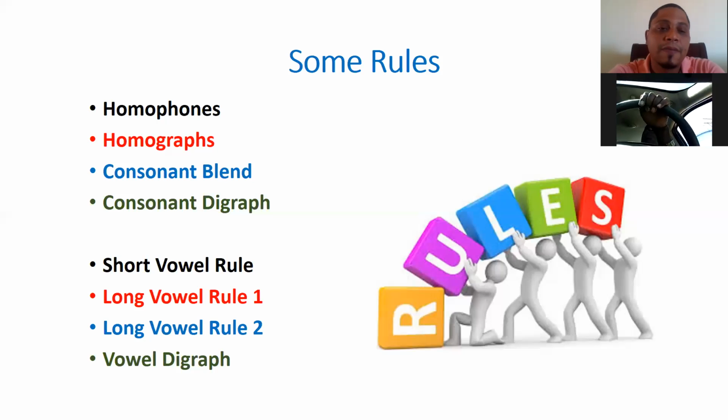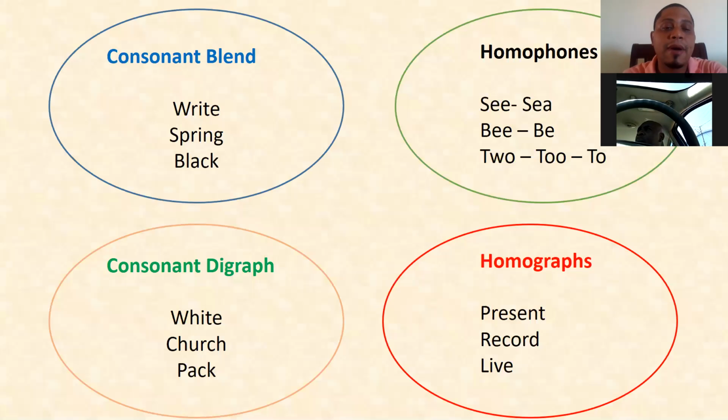So here we go. Now, some of the rules that we are going to explain are these ones that you see here. These are the definitions, the first four, and the last four are the rules. So we're going to go first one by one. I'm going to put the four of them together here, but we go one by one. So we're going to talk about what a consonant blend is, what a consonant digraph is, homophones, and homographs. And we're going to go one by one.